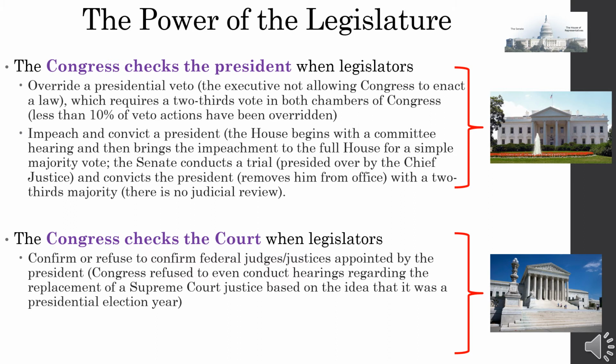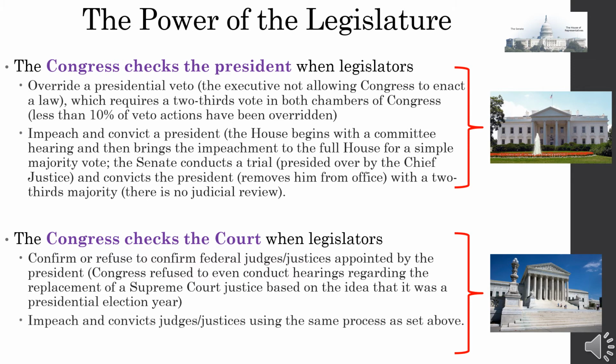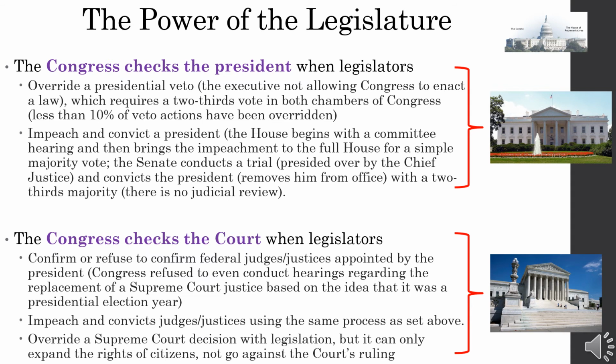Once Congress refused to even conduct hearings or even discuss regarding the replacement of a Supreme Court justice based on the idea that it was a presidential election year. Congress can also impeach and convict judges and justices using the same process as set forth above for removing a president. And finally, Congress can override a Supreme Court decision with legislation.